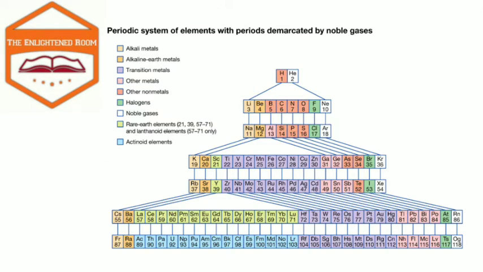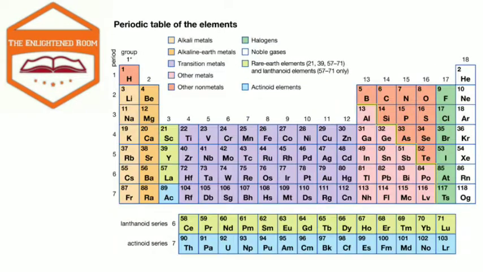Now let's talk about the periods. The number of elements in any period is fixed by the maximum number of electrons that can be accommodated on that particular shell. You have learned that the maximum number of electrons that can be accommodated in any shell is given by the formula 2n squared, where n is the number of the given shell starting from the nucleus.